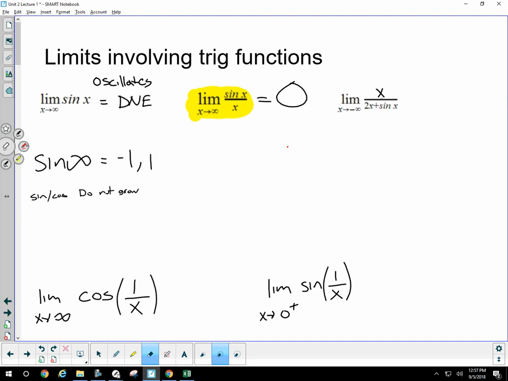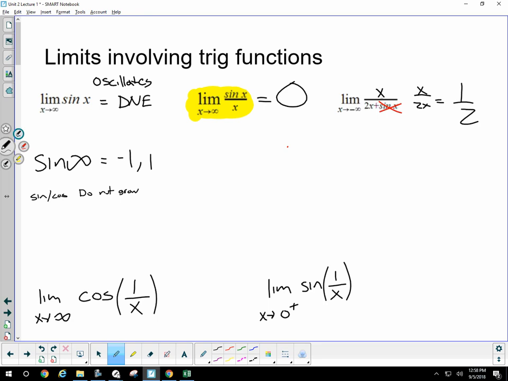How'd you get 1/2? Sine of x will be 1 or -1, so it doesn't matter. You can cross out the sine of x. The sine of x is not going to make a difference compared to 2 times x. It's like adding at most 1 or subtracting at least -1. So we just have x over 2x. Well, that's just 1/2. Very nice.